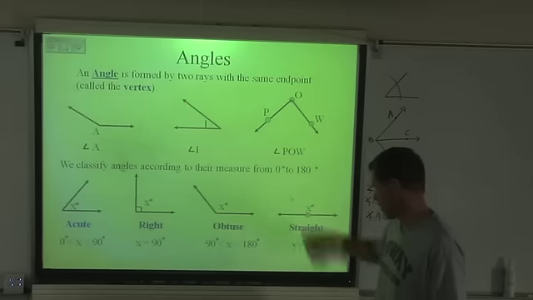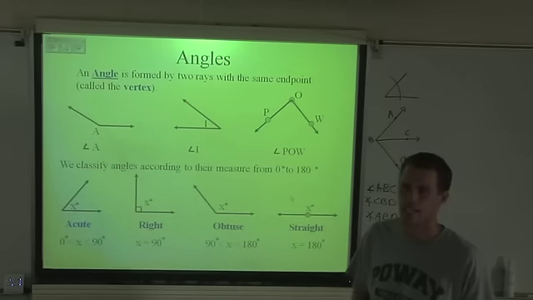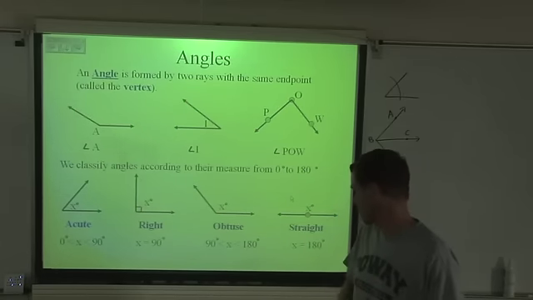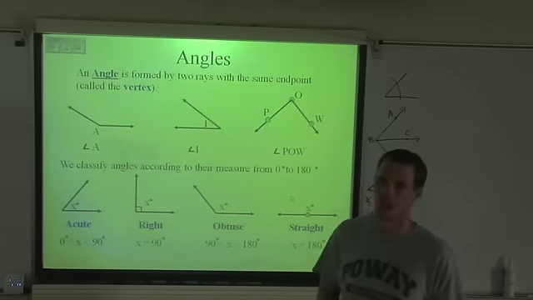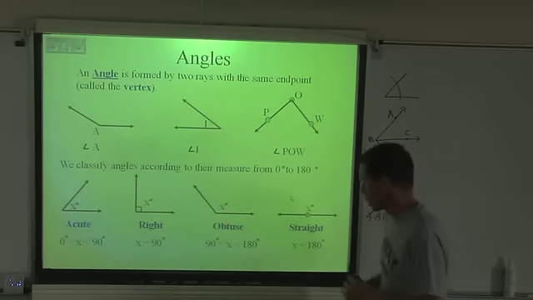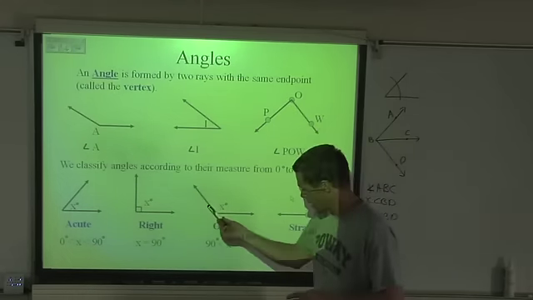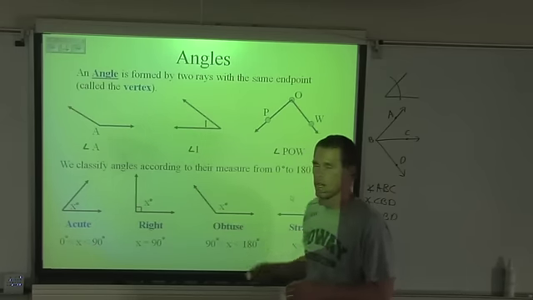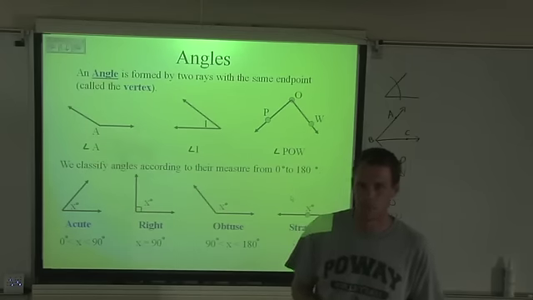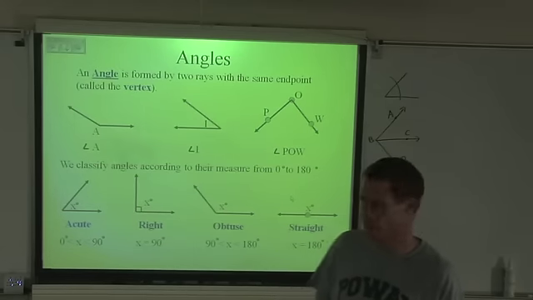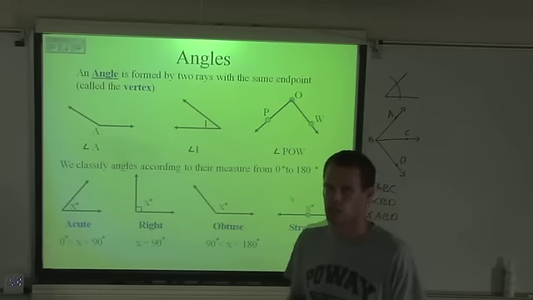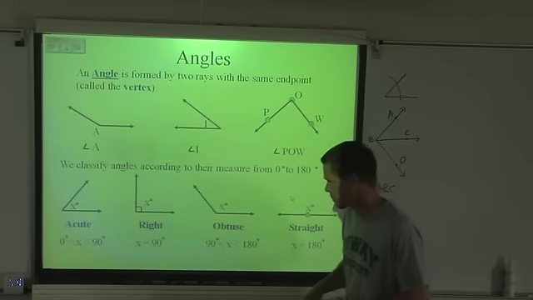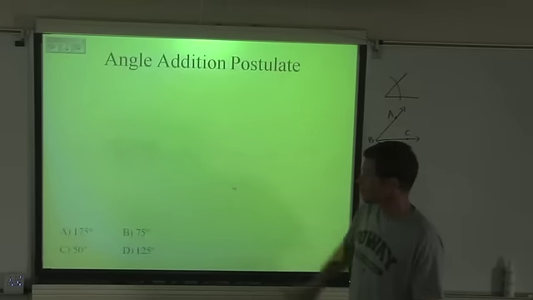And finally, we have a straight angle, which is an angle that is equal to 180 degrees. There are angles beyond, like for example, this one out here. And we call that a reflex angle. And we'll discuss those more later. For now, these are our four general types of angles that we'll work with.